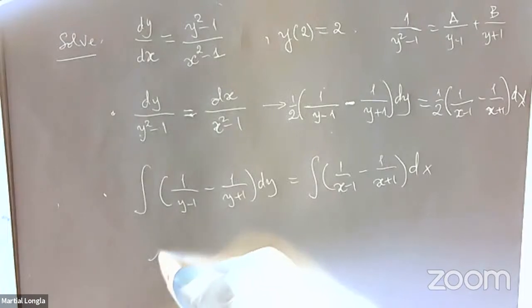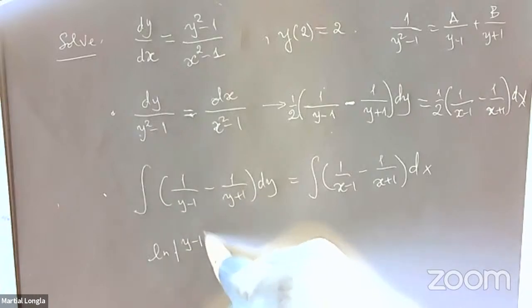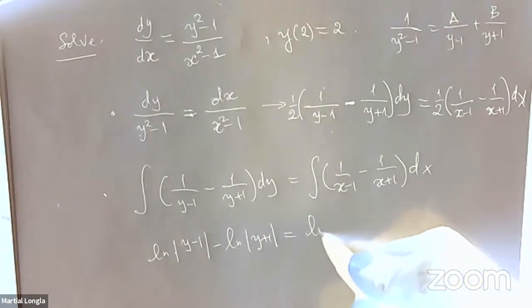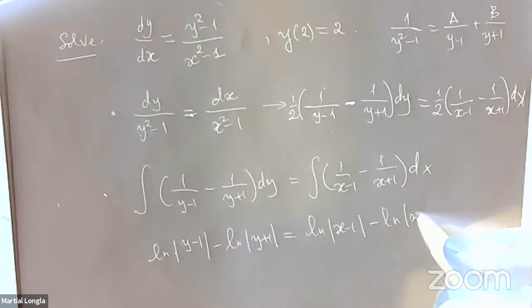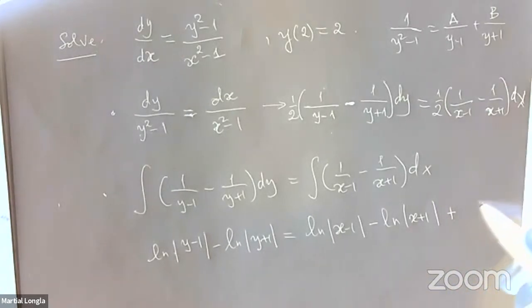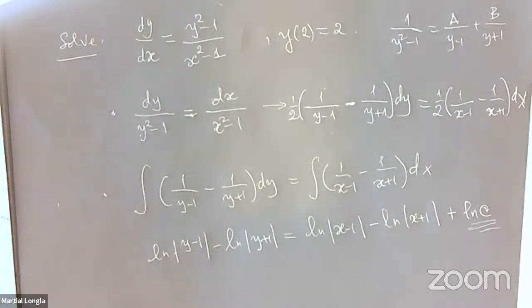Now this gives you ln absolute value of y minus 1 minus ln absolute value of y plus 1 equals ln absolute value of x minus 1 minus ln absolute value of x plus 1. And usually when everything is in ln like this, you put the constant of integration as natural log of the constant, so that when you remove the natural logs, everything just cancels. So when I do this, I exponentiate both sides.